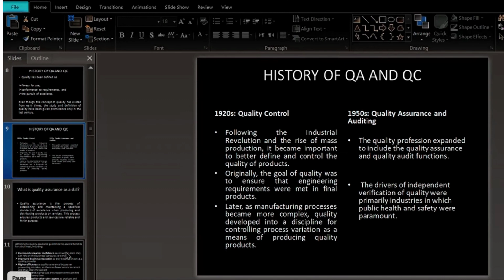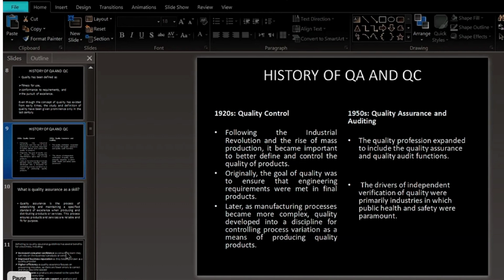The quality profession expanded to include the quality assurance and quality audit function. Now the ones who belong to the corporate sector, or majority आज हमारी participants की corporate sector से है, HR से है, quality assurance से है, so they would be in a position to understand that the audit function is very crucial. If we talk about the finance department or about the quality assurance or any other department, any and every other department, audit function and quality audit function is very important.